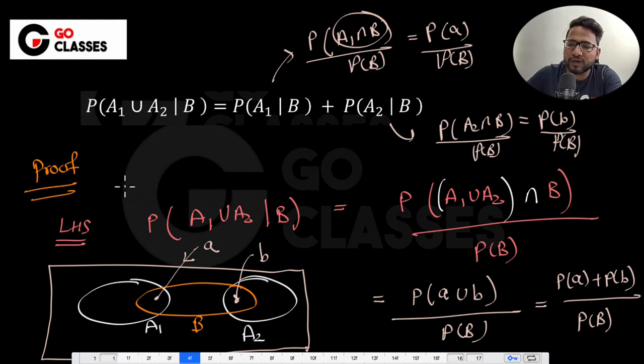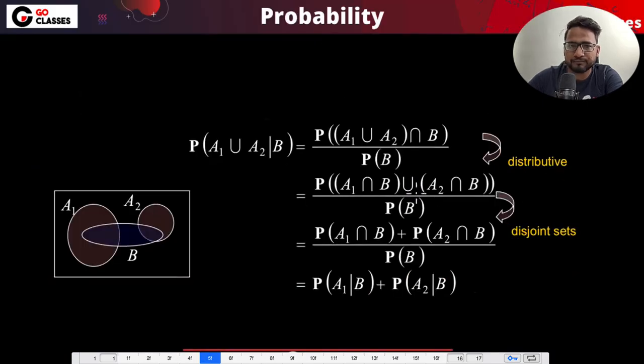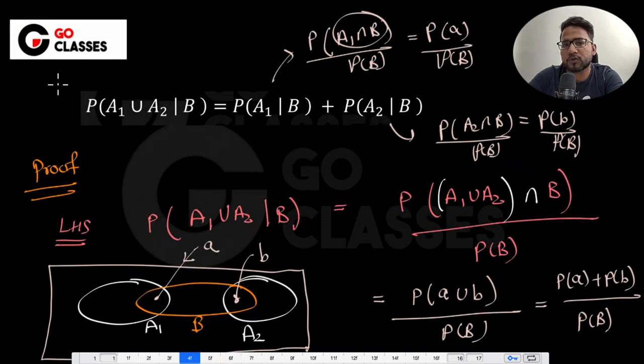If you want, you can do it a little more formally, where you distribute this intersection over this union. Yeah, so I have this proof here. I'm distributing it first, and then since these two events, A1 intersection B and A2 intersection B, are disjoint, you can convert that to plus, and then separate it out, and you come out with this particular expression, which is the RHS expression. Okay, I hope you understood. That's a very easy proof, so you can also prove it.